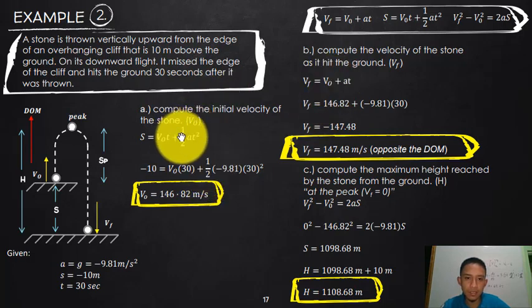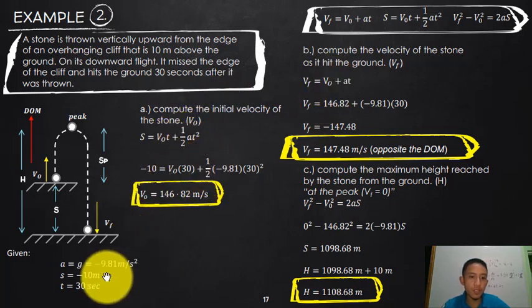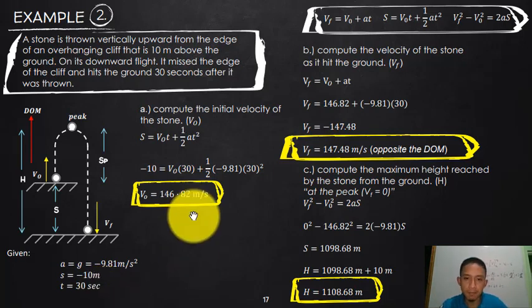But first, before substituting, you need to make the units coincide with each other. If you are using meters, your velocity should be meter per second, and your acceleration should be meter per second squared. If you are using seconds, your time should be in seconds also. So that's it. No problem since everything is in meters and seconds. So we will just substitute.